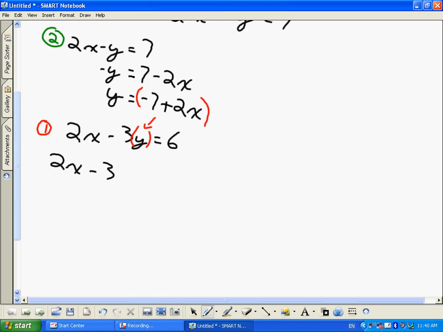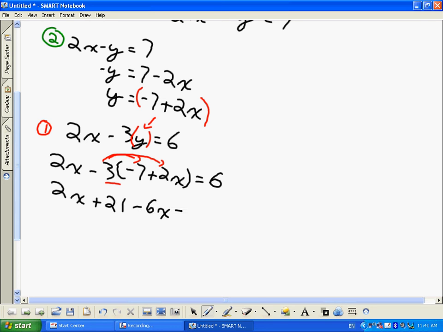2x minus 3 times negative 7 plus 2x equals 6. So, now that I've replaced y with that expression, I need to distribute 3. Multiply 3 times negative 7 and times positive 2x. 2x plus 21 minus 6x equals 6. I collect my like terms. Negative 6, positive 2. Negative 4x plus 21 equals 6.